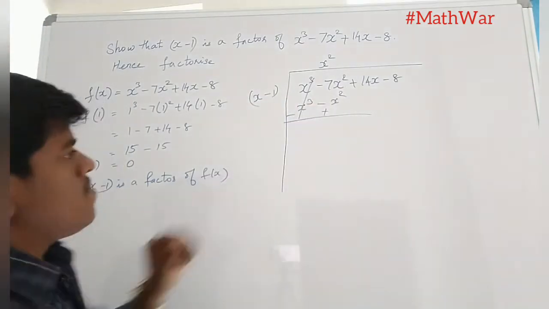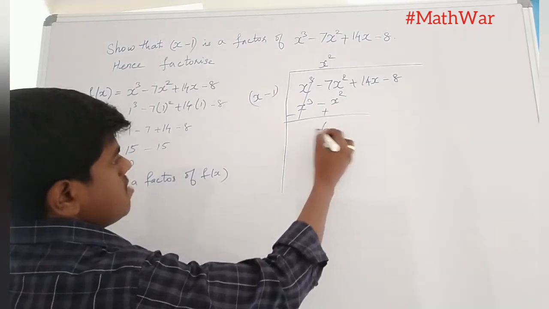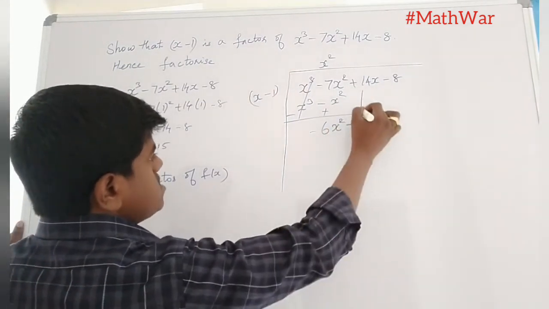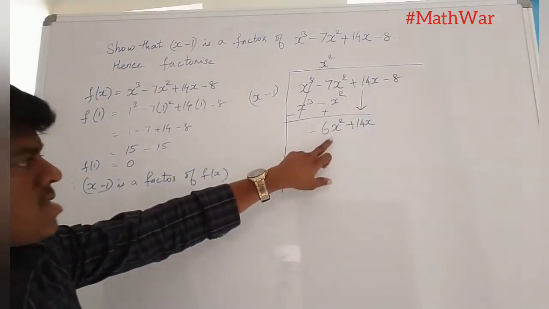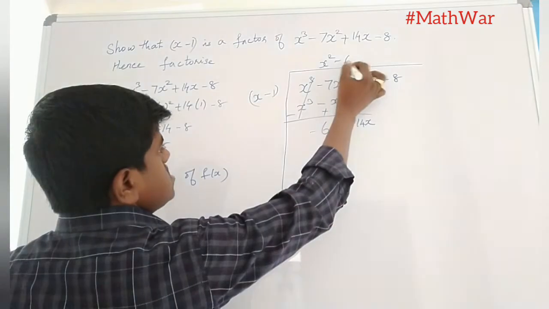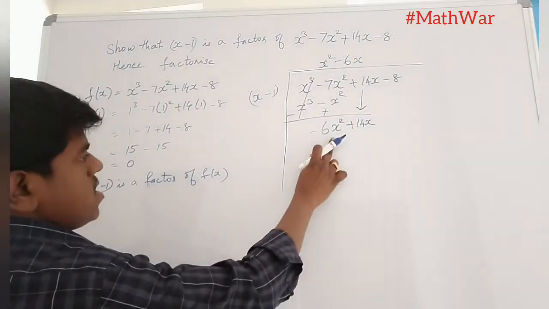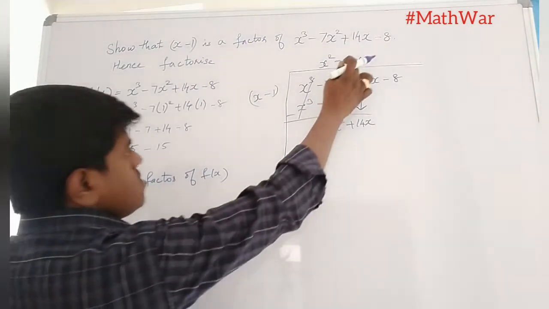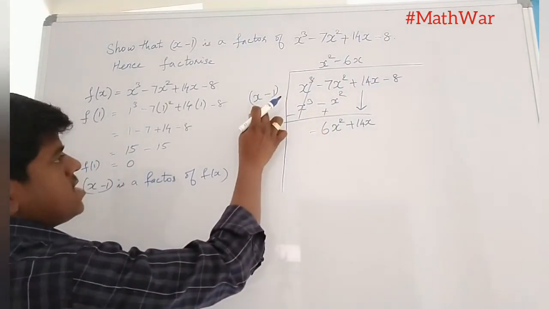Minus 7x square plus x square is nothing but minus 6x square, plus 14x by bringing the next term down. Now minus 6x square divided by x is nothing but minus 6x. Now this minus 6x you should multiply here.